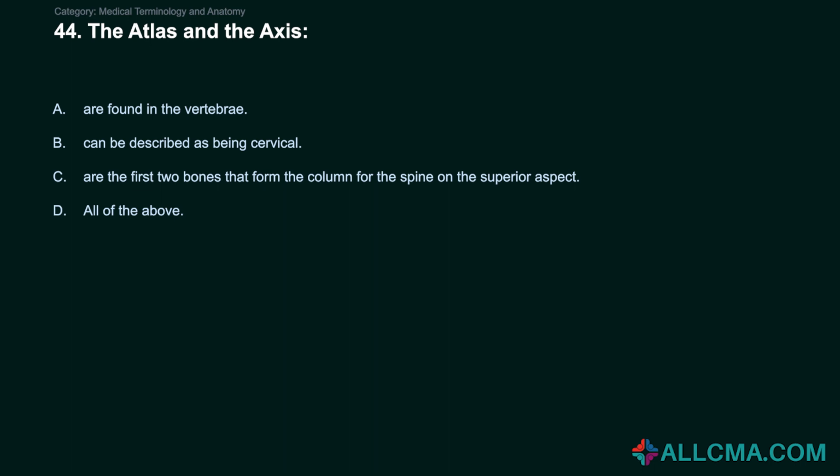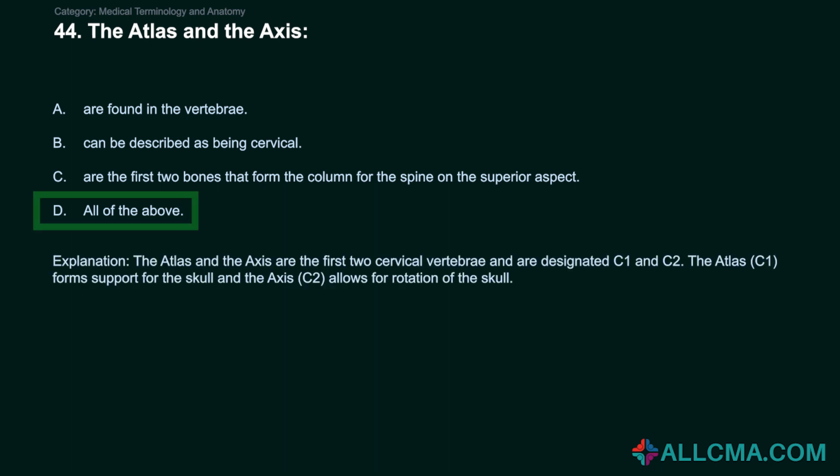44. The atlas and the axis. A. Are found in the vertebrae. B. Can be described as being cervical. C. Are the first two bones that form the column for the spine on the superior aspect. D. All of the above. Correct answer, D. All of the above. The atlas and the axis are the first two cervical vertebrae and are designated C1 and C2. The atlas, C1, forms support for the skull, and the axis, C2, allows for rotation of the skull.